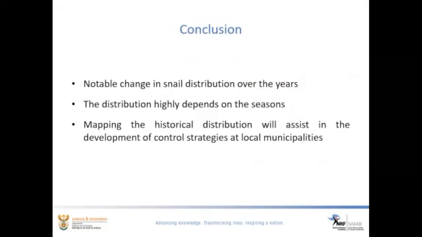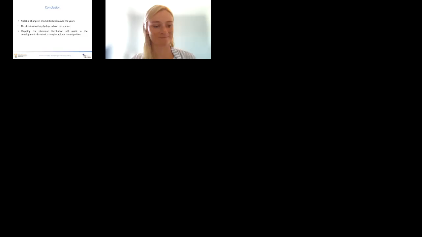In conclusion, the snail distribution keeps on changing over the years, with the season having a high influence on how the snails are distributed. The mapping of these snails and their historical distribution will assist government personnel in the development of control strategies at local municipalities which are currently not in place.